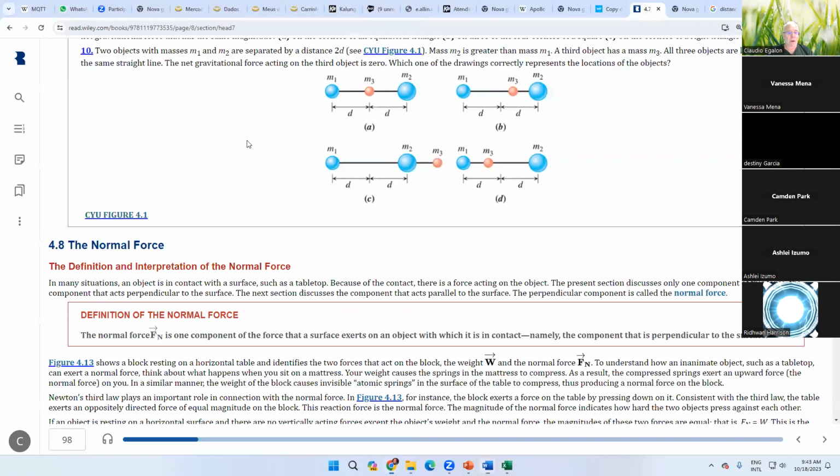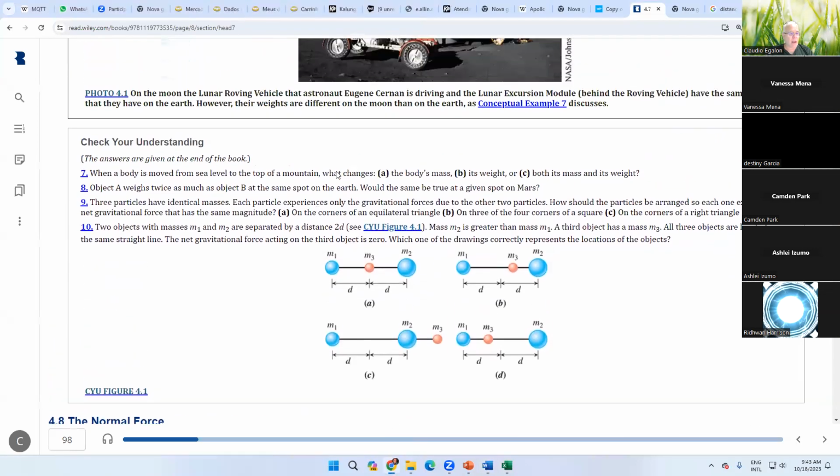Okay, this problem here is an interesting one, right? You can have 3 mass configurations here. And what's going to be the net force applied to this object? This mass one is going to attract mass 3. This other object is going to attract mass 3. And the net force is going to depend how high this mass is compared to this one and the distances, okay?